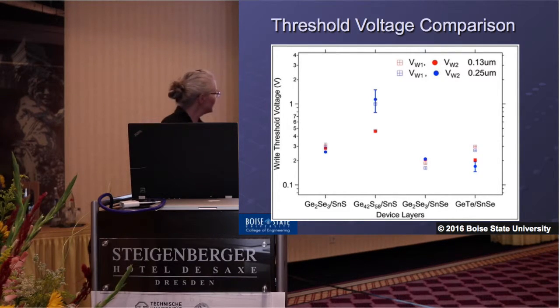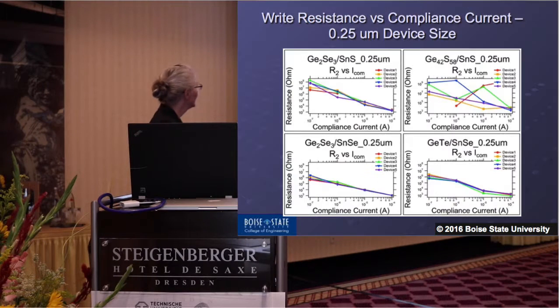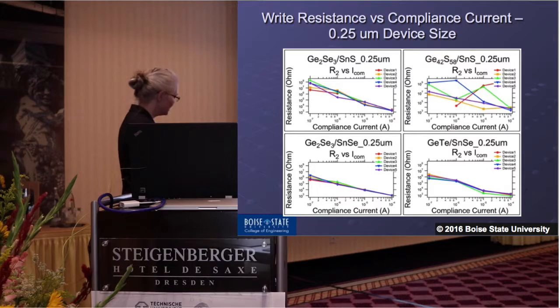Germanium selenide, tin selenide normal, looks like usual. Germanium telluride has a size dependence, but we've already shown that germanium telluride is a phase change material, especially if you start putting a tin selenide layer on top of it. We've shown that previously. And as a function of compliance current, you get the usual response.